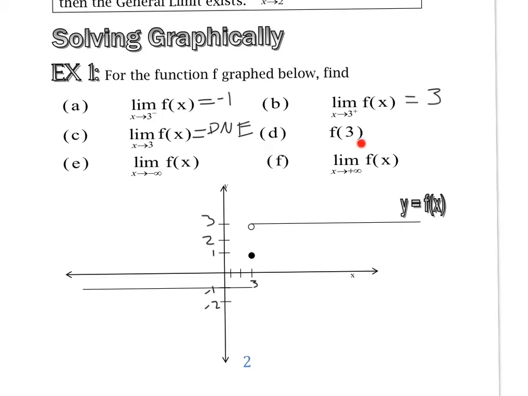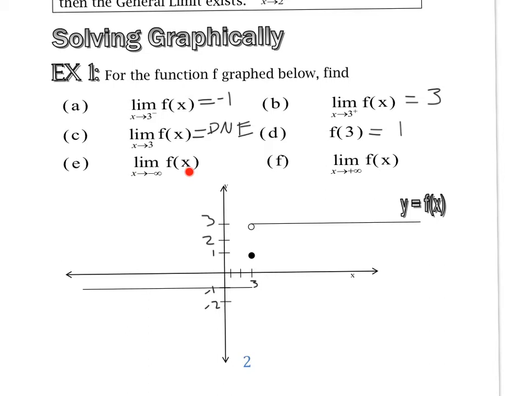Alright, now this is not asking about the limit, this is just asking about the actual value of the function. So what is the function height at x equals 3? So if we go to the function, we can see it's only defined right here, this little dot, which means it's a height of 1. So that's just positive 1.